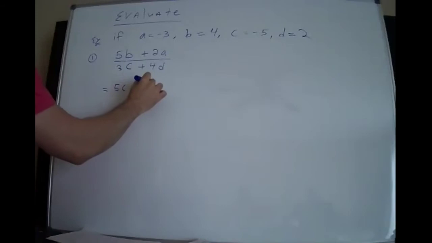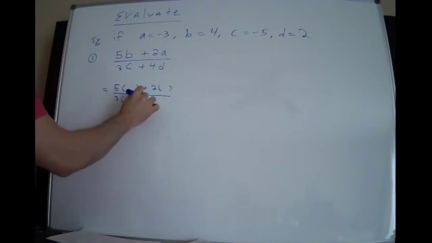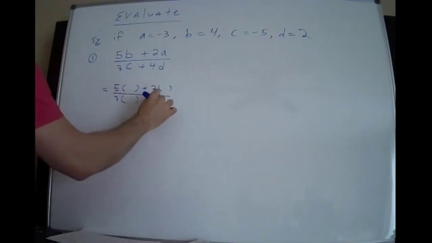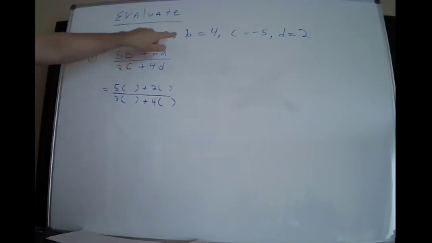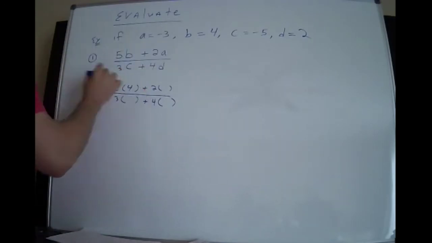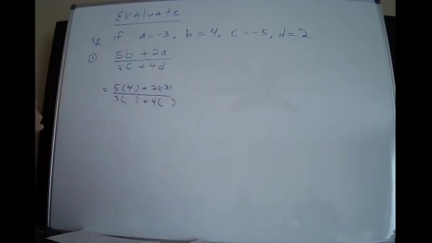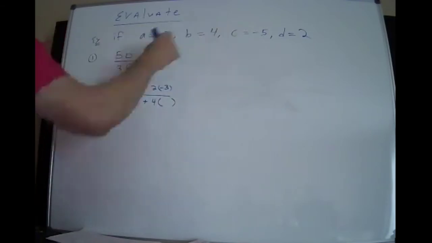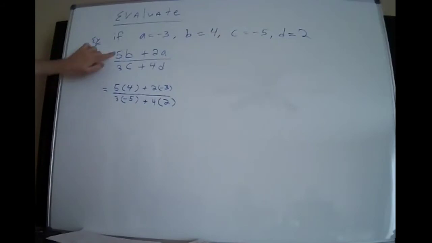first replace all the letters with parentheses. Now, why? Because these are all products. So yes, there are sums there. So this was supposed to be B, so where B was, I put 4. This was supposed to be A, so I got to put -3 there. This was supposed to be C, so I got to put -5 there. And then D is 2. So I replaced every single letter with the number that it is equal to.